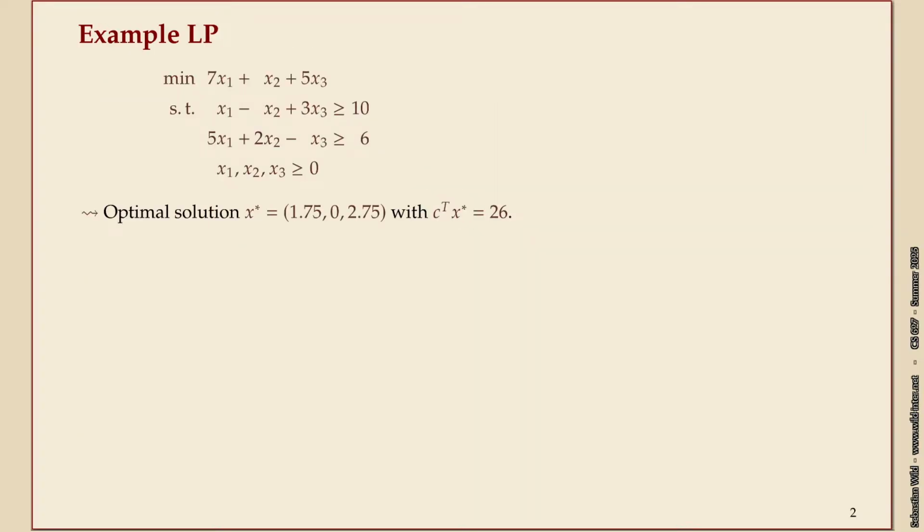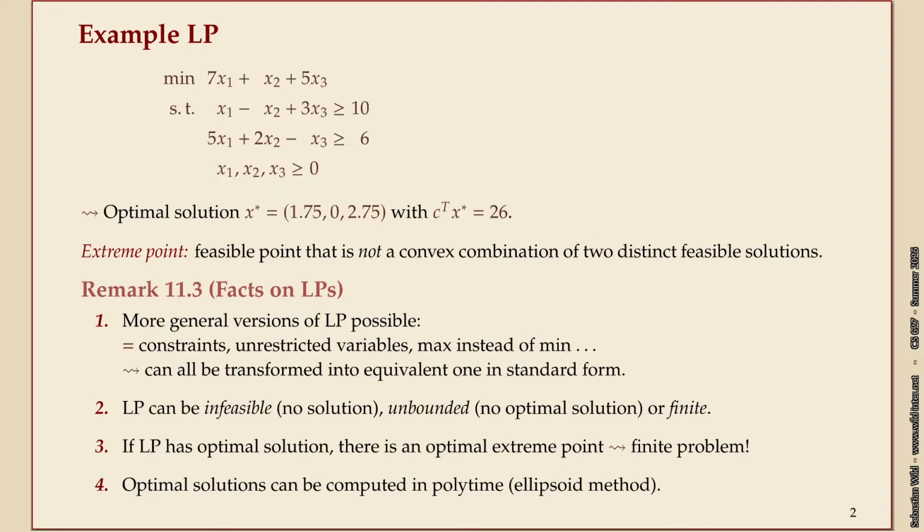That was LPs. Here's an example. Like an arbitrary example that doesn't have a specific meaning. Just to make it concrete, and you can work out that it has a certain optimal value at this point and optimal objective value 26. We also talked at length back then about the geometric view, polyhedra, and extreme points. You can show that an optimal solution is always an extreme point where some of these constraints are met with equality.